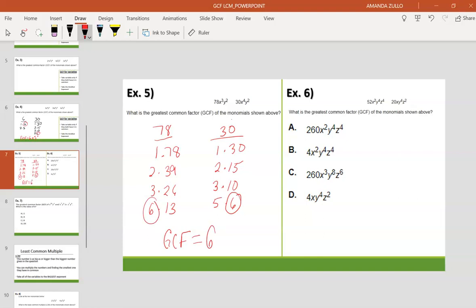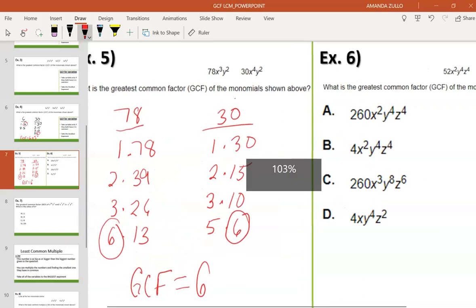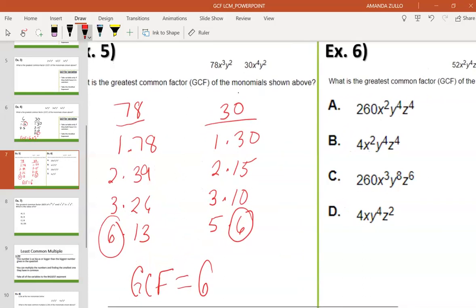Now we're going to look up here. Let me zoom in here so you can see. Our variables, they both have an x. You're going to take the smallest exponent, which is 3. And they both have a y, and they're both y to the second, so that's your GCF. All right, and that's your GCF.